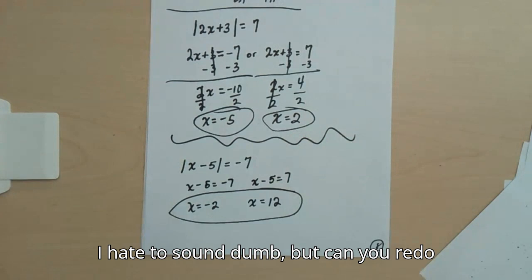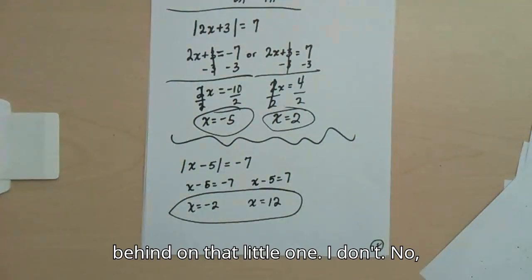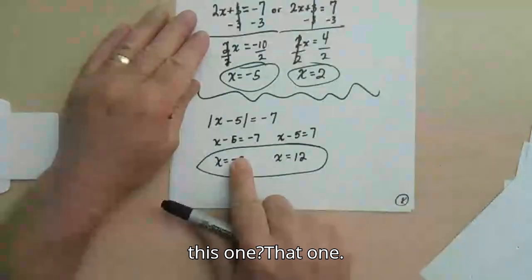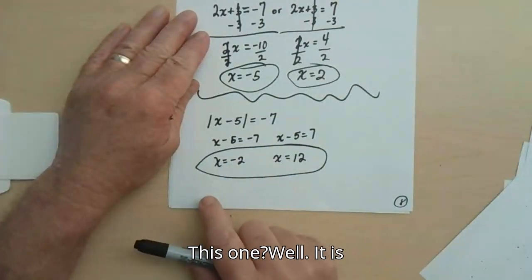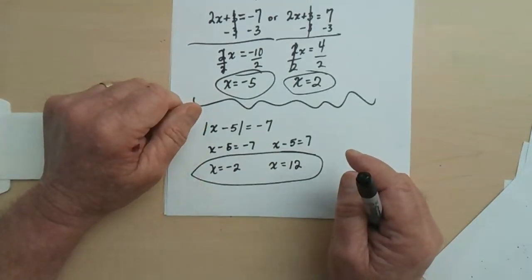I hate to sound dumb, but can you redo all of that? Because you left me so far behind on that little one. In this one or this one? That one. This one? Well, it is correct. Both of them are correct.